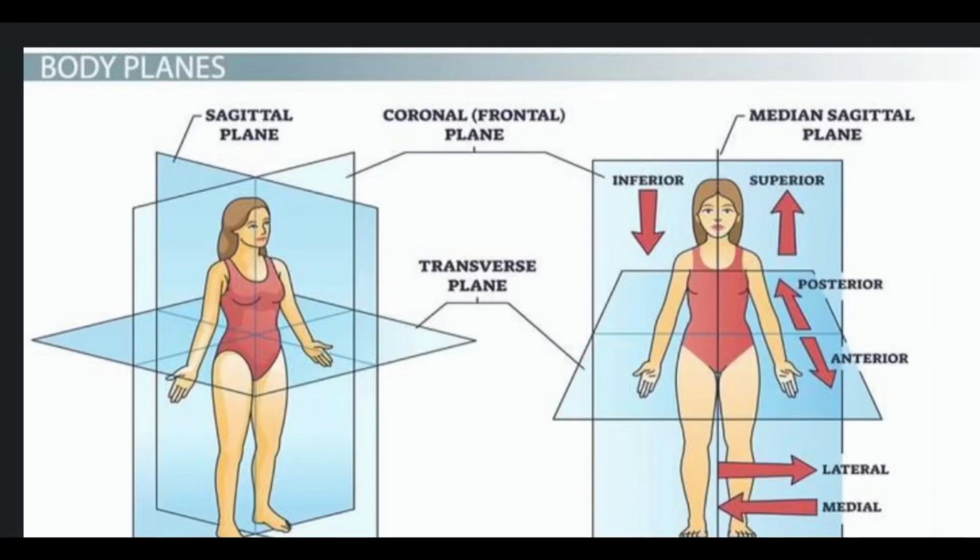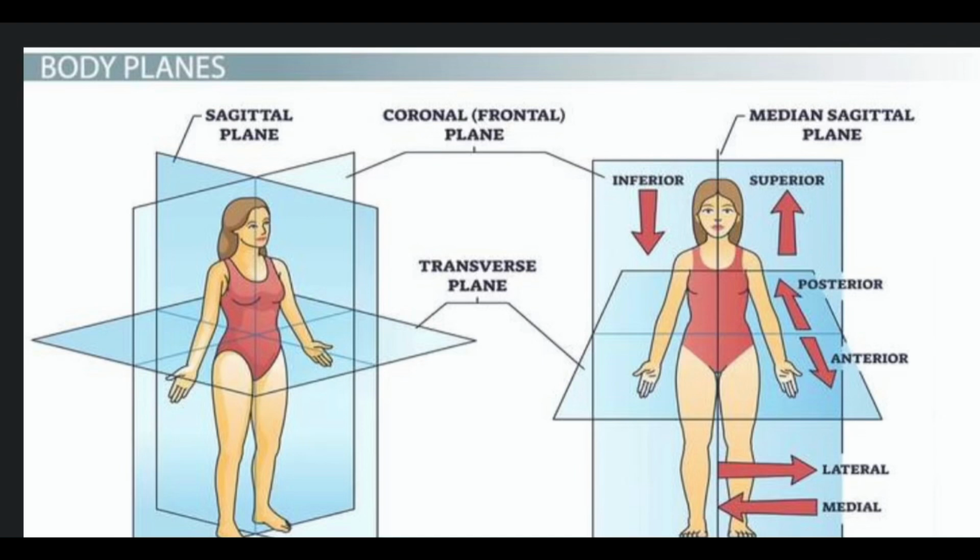Let's discuss the body planes. The body planes include the sagittal plane, the coronal or the frontal plane, and the transverse, axial, or the horizontal plane. The sagittal plane tends to divide the body into right and left parts.